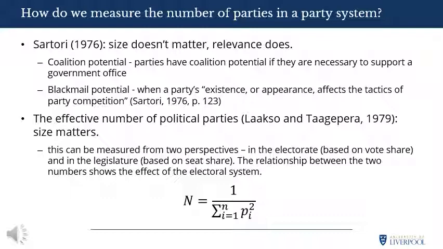So the first one is Sartori's measure. He argued that we should look at which parties are relevant, measured by their coalition potential and their blackmail potential. It's a discrete measure, so either parties matter or they don't. In this understanding, parties have coalition potential if they're necessary to support a government in office, i.e. do they have enough seats to make their inclusion in a coalition feasible or necessary? On the other hand, blackmail potential occurs when a party's existence or appearance affects the tactics of party competition. If it has neither coalition potential nor blackmail potential, then it is irrelevant.